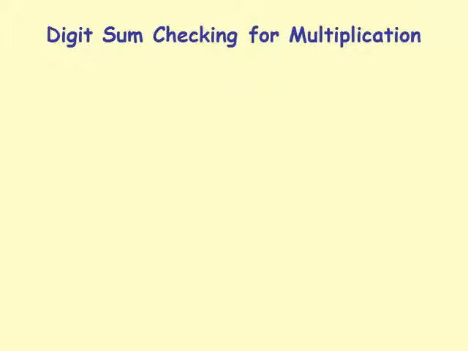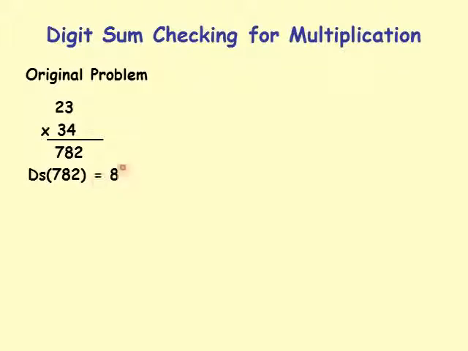Let's continue with the multiplication problem here. We do multiplication of 23 times 34. One of the options is 782. The digit sum of 782 is 8.